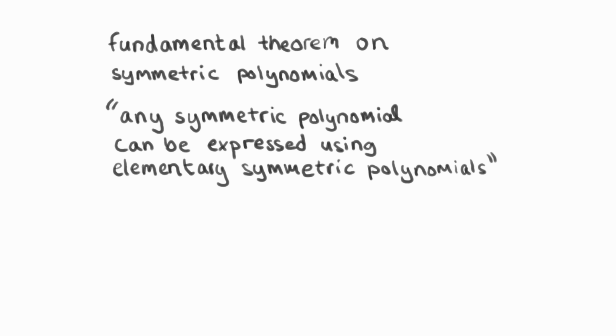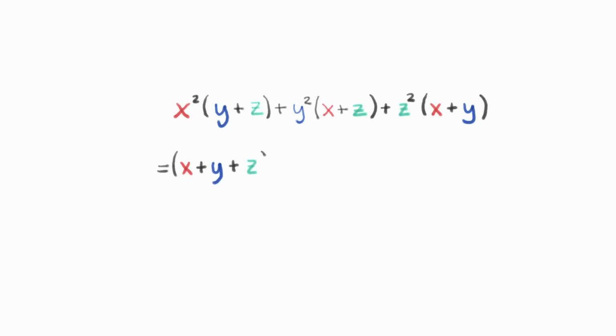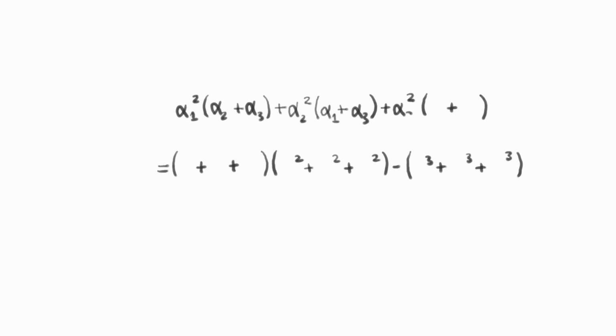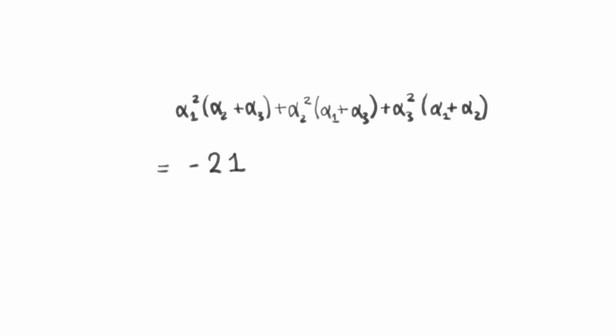So let me give you an example. The symmetric polynomial x squared times (y plus z) plus y squared times (x plus z) plus z squared times (x plus y) can be expressed as the first power sum polynomial in the variables x, y, and z times the second power sum polynomial minus the third power sum polynomial, which we might abbreviate as S1, S2, and S3, respectively. Let's now substitute our roots alpha1, alpha2, and alpha3 into the variables x, y, and z. Using our previous result, we can compute the value of the power sums in the roots, which ultimately means we can compute the value of the expression.